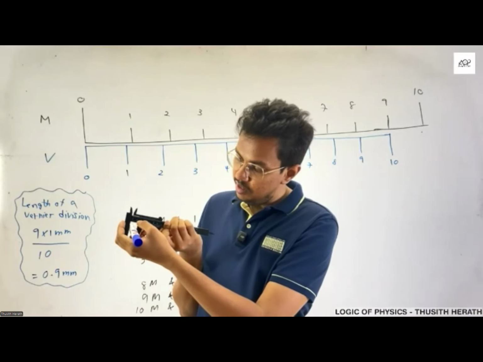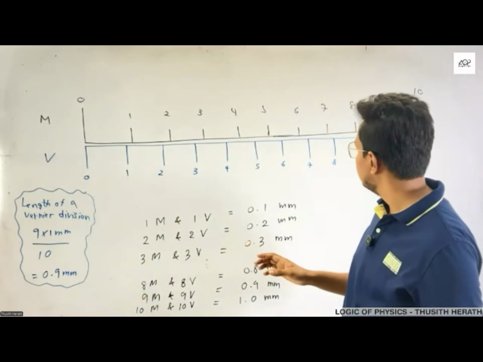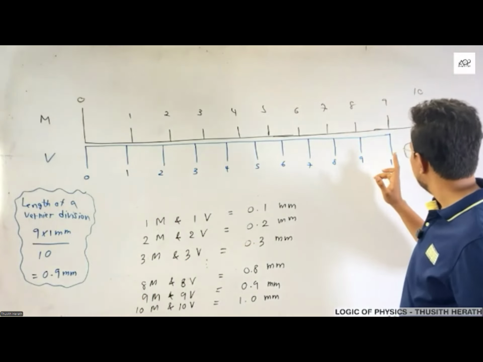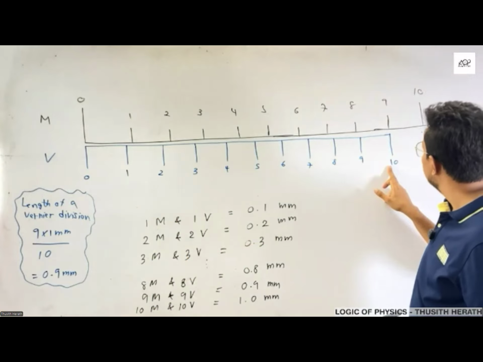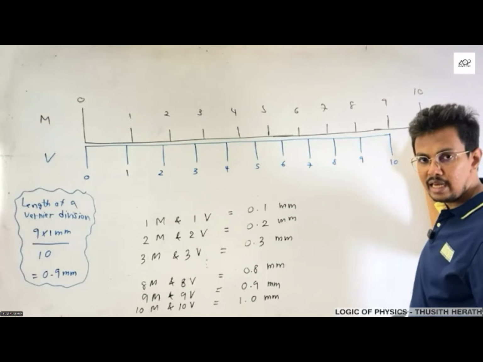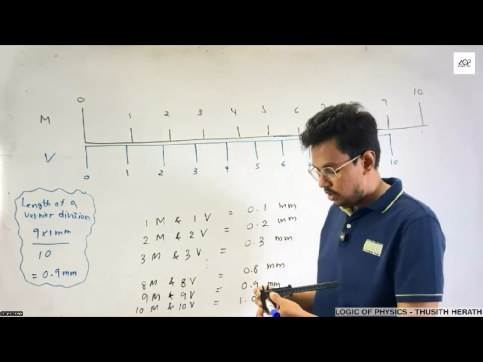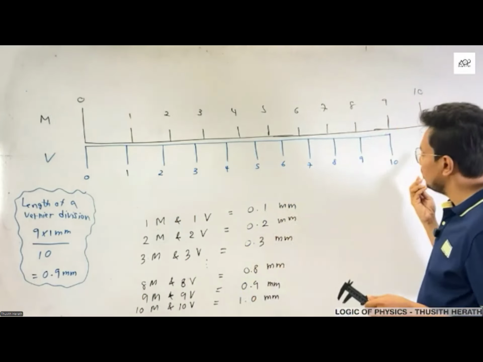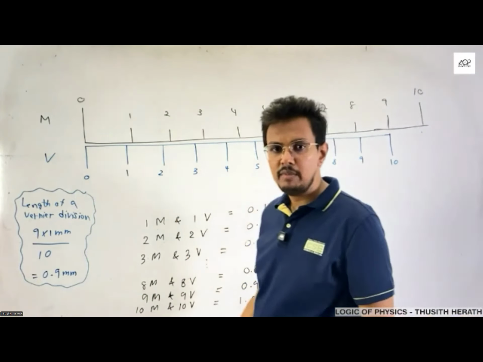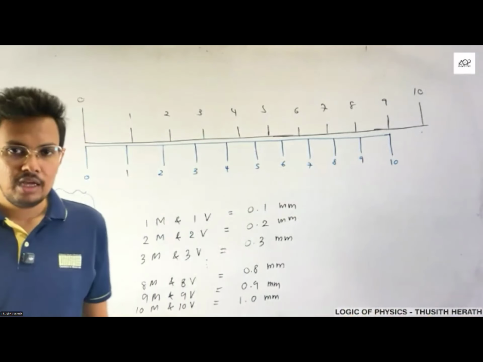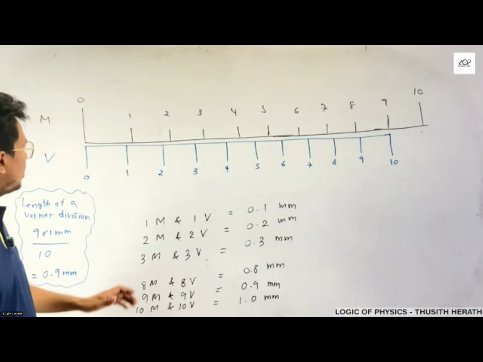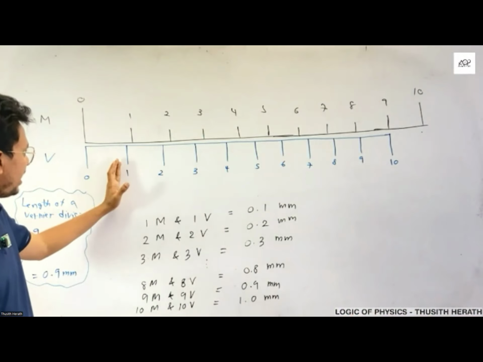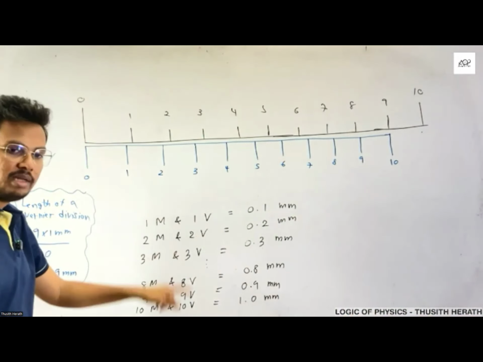So if here the measurement is, let's take that 10th vernier line is coinciding with the 10th main scale line, then you have moved this vernier scale 1 millimeter to this side. Means the measurement is 1 millimeter. Simple. So the minimum measurement you can obtain here is 0.1 millimeters.